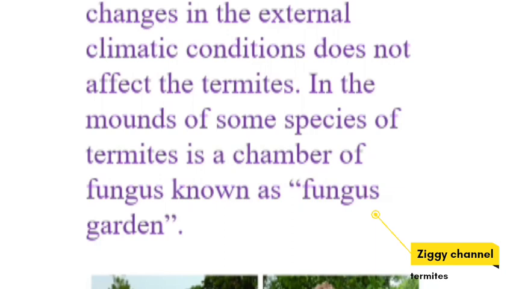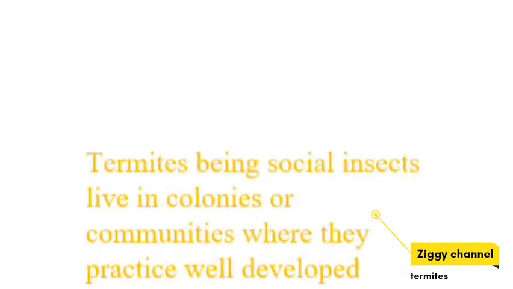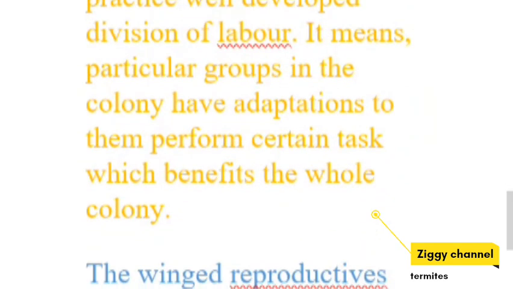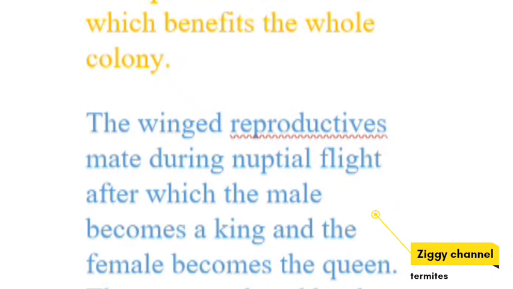In the mounds of some species of termites is a chamber of fungus known as the fungus garden. Termites, being social insects, live in colonies or communities where they practice well-developed division of labor. It means particular groups in the colony have adaptations to perform certain tasks which benefit the whole colony. The winged reproductives mate during nuptial flight, after which the male becomes the king and the female becomes the queen.